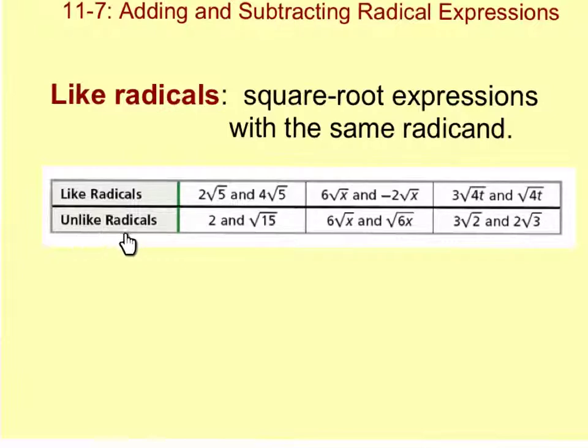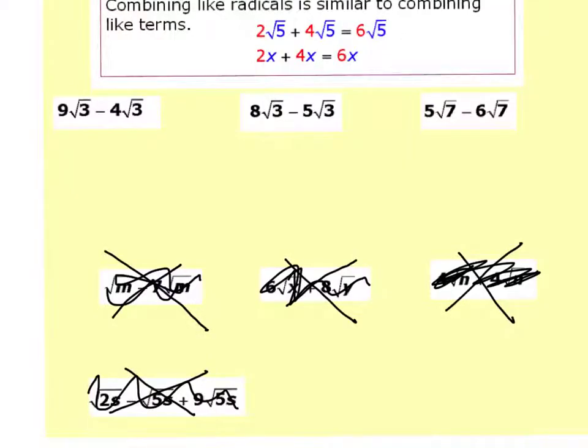Now, these are not like. So this has no radical, and this has a radical 15. This has a radical x, but this one has a 6 with it, so they're not alike. Same thing here. They're not alike. If we have like radicals or like terms, then we can add or subtract them. So, example, 2 square root 5 plus 4 square root 5 is 6 square root 5. Just like 2x plus 4x is 6x, the same thing.